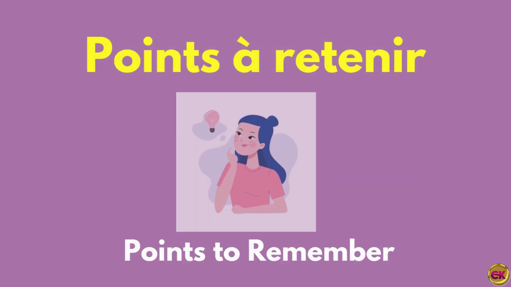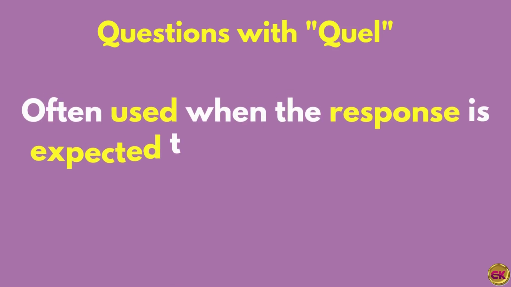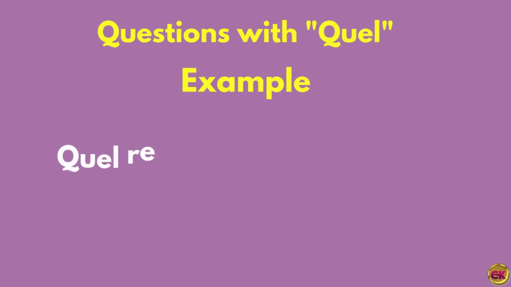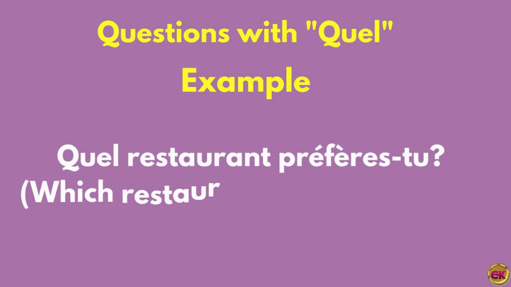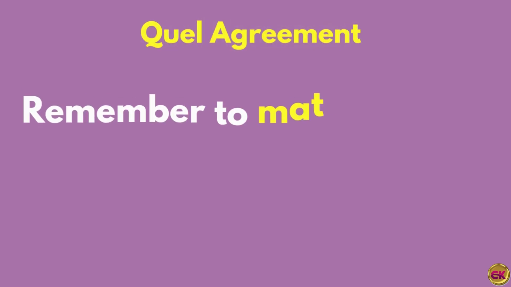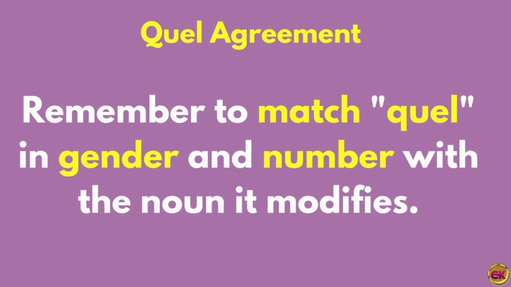Point à retenir. Questions with quel are often used when the response is expected to be a selection from a limited set of items or choices. Example: quel restaurant préfères-tu, which restaurant do you prefer? Agreement: remember to match quel in gender and number with the noun it modifies.